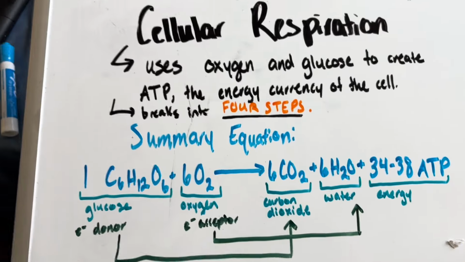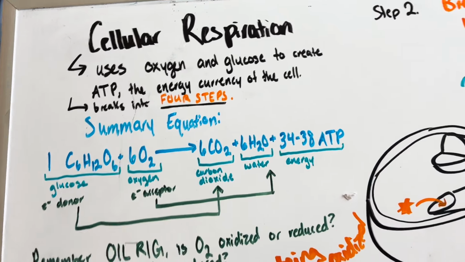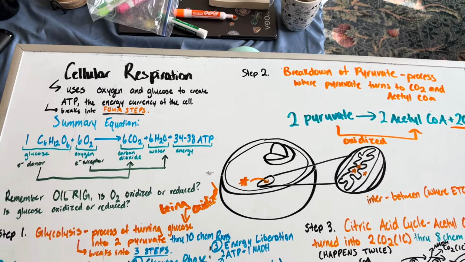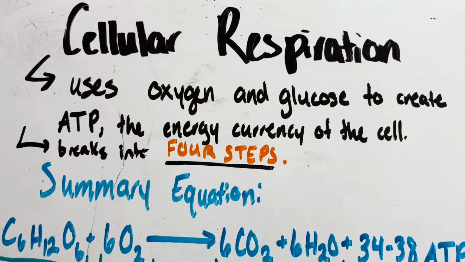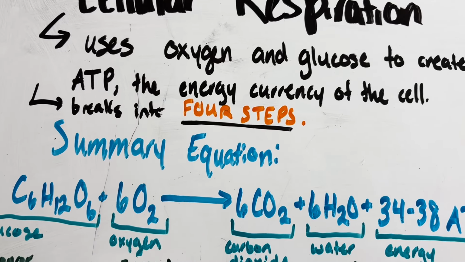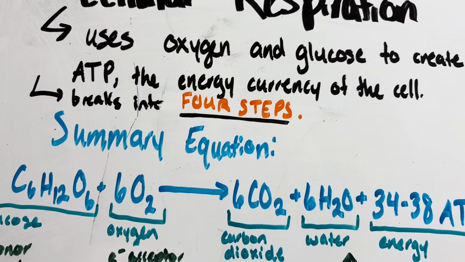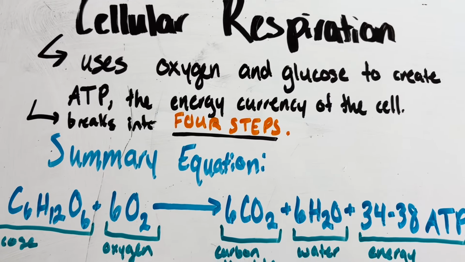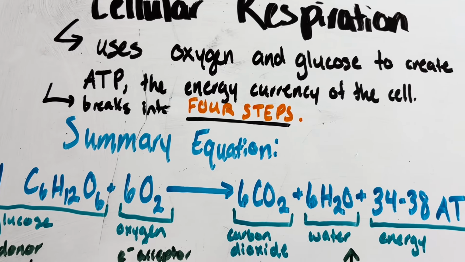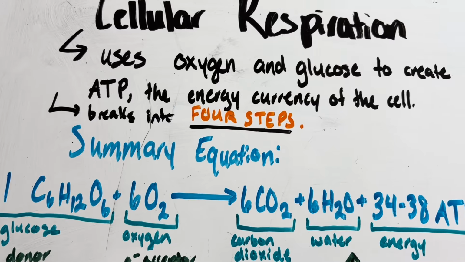I wrote out a giant whiteboard on cellular respiration. It is giant, so let's dive into it. So cellular respiration, we're using oxygen and glucose. Oxygen we breathe, glucose we get from eating, and we're going to create ATP, which is the energy currency of the cell. So without breathing and without eating, your cells won't be able to do what they need to do to keep you alive.